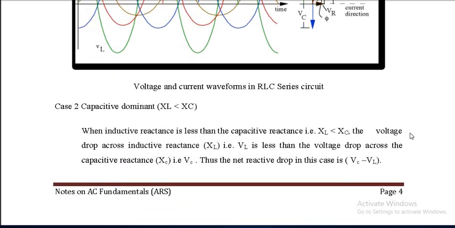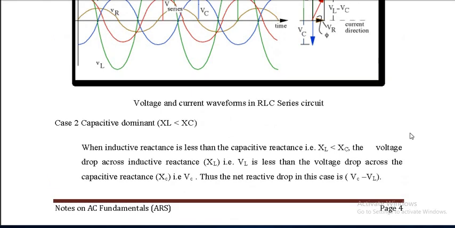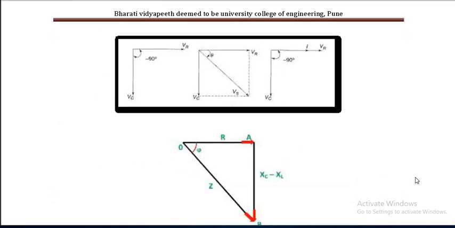The next case is capacitive dominant. In this case, XL is less than XC, or in other words, capacitive reactance is dominant. So when capacitive reactance is dominant, exactly the same way, on similar lines as we talked about the inductive dominant circuit, since VC is greater than VL, that is XC is greater than XL, we'll have the voltage triangle like this. It will be VC downwards and VL upwards, and since VC is dominating, this will be VC minus VL and this will be VR.